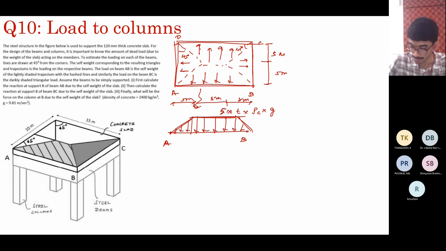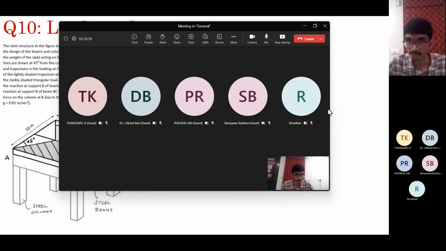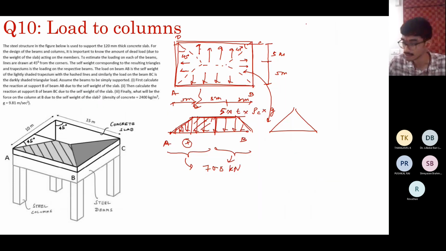So this is the area under this triangle plus the area under this rectangle up to half length. So the total force that comes onto this will be 70.5 kN. And if you take this portion of the slab, this will be 5 into t into rho C into g. This is the intensity.